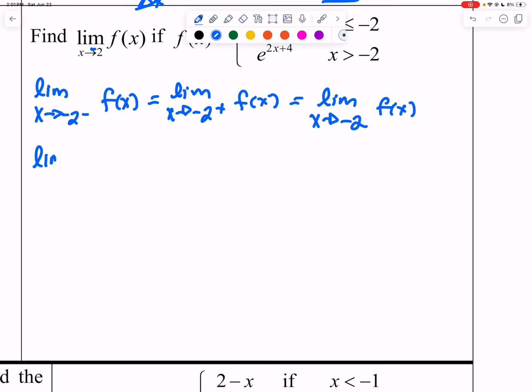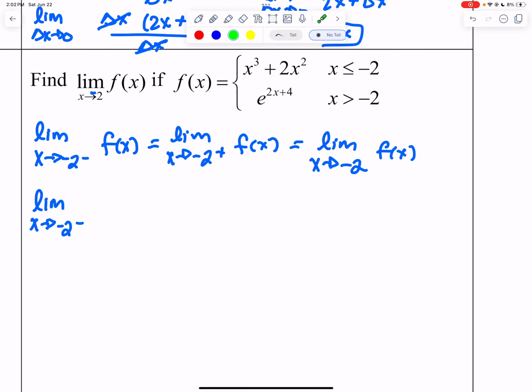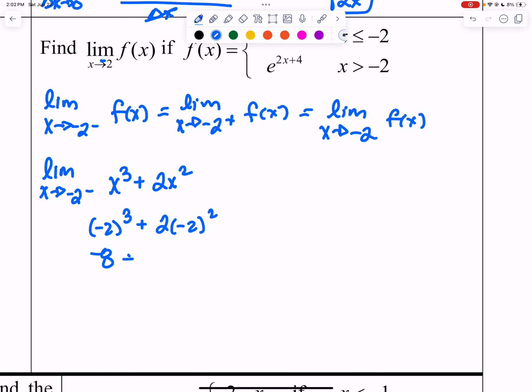So here I'm going to look at x approaching -2 from the left, and if I were to look at my piecewise function, -2 from the left is going to be my top part right here. So I'm going to have x cubed plus 2x squared. I'm going to plug in -2 and see what that gives me. So that's going to be -8 plus 2 times -4. Nope, sorry. 2 times 4. That's going to give me 0. So that's my first part.